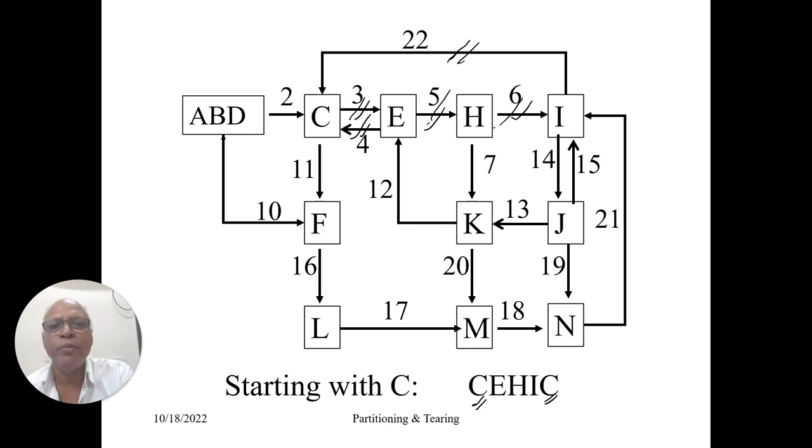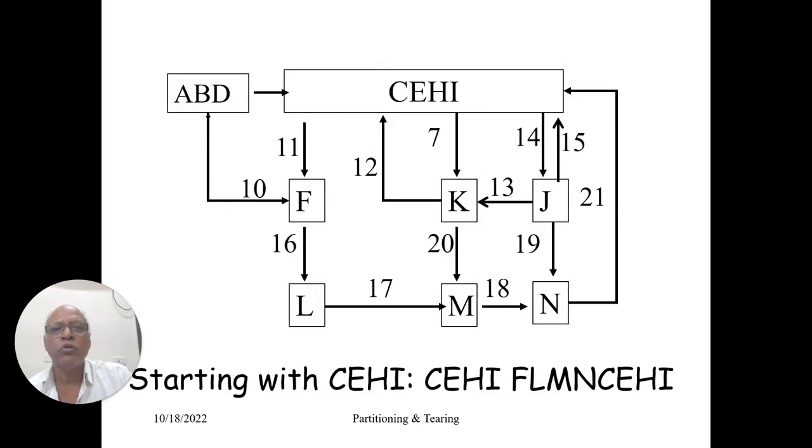So let me redraw this graph by merging C with E, H and I. I'll be eliminating 3, 4, 5, 6, 22. All the other streams will have to be written as they are. So this is what I have done, and redrawn the graph. Now once again I am starting with CEHI. I am going in this particular direction. I could have gone in this direction as well. Try that. So I am going to F, L, M, N and then CEHI.